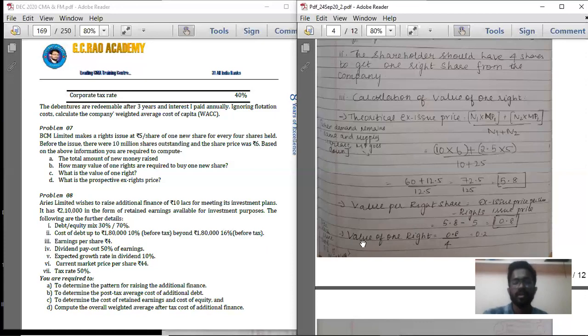So below that, record third arrow mark, value of one right is equal to 0.8 divided by 4, that is equal to 0.2.